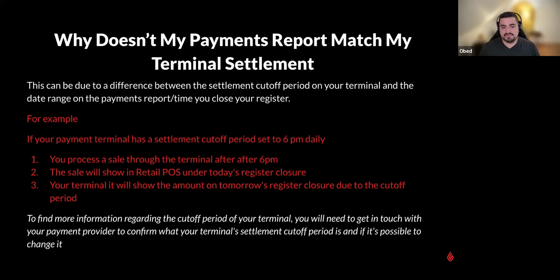So for example, if your payment terminal has a cutoff period of 6 p.m. daily, and you process a sale after 6 p.m., the sale will show in Lightspeed under today's register closure, but your terminal will show that amount on the next day since it happened after the cutoff period. If you have any questions about the cutoff period for your specific terminal or payment processor, feel free to reach out to your payment provider to see when that cutoff period is and if you're able to change it. So that could be a reason why your payment report is not matching your specific terminal settlement.